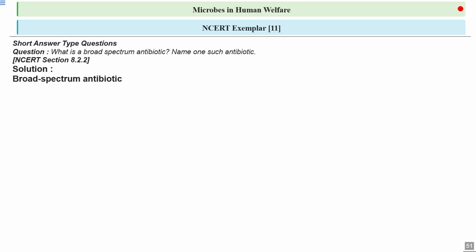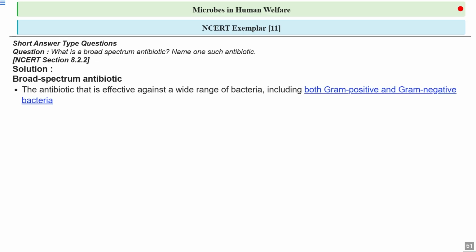The term antibiotic means against life, but in the context of disease causing organisms. An antibiotic that is effective against a wide range of bacteria, including both gram positive and gram negative bacteria, is known as a broad spectrum antibiotic. These antibiotics work on both kinds of bacteria, which makes them broad spectrum. Examples are tetracycline and chloramphenicol.